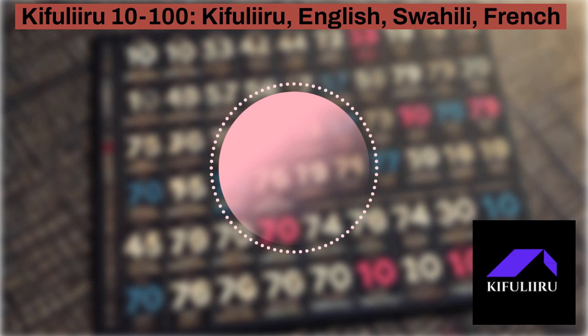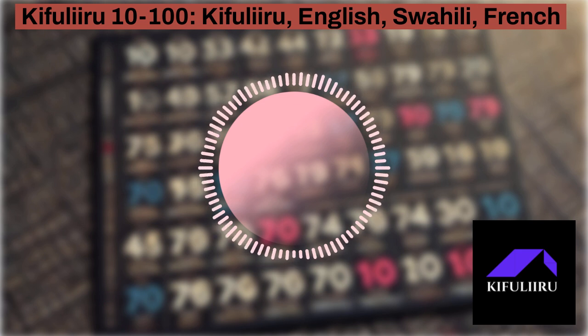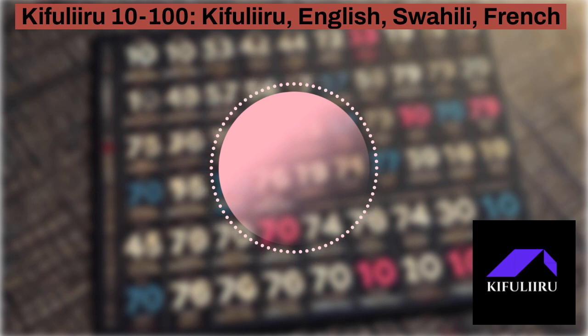Makes sense. And speaking of comparing languages, we've got Swahili and French translations alongside the Kifuliiru on these charts. What can we learn from those comparisons? Well, if we look at Swahili, we see that it also follows a base 10 structure, just like Kifuliiru and English. And guess what? Swahili also uses na to combine numbers. So there's a definite connection there.